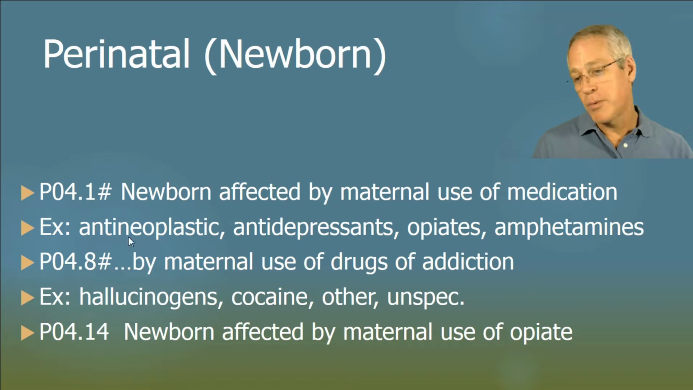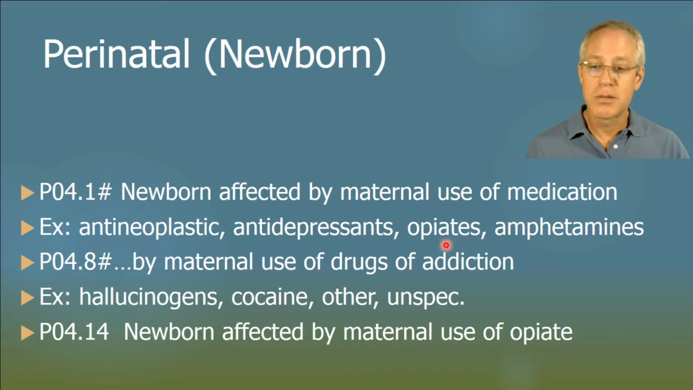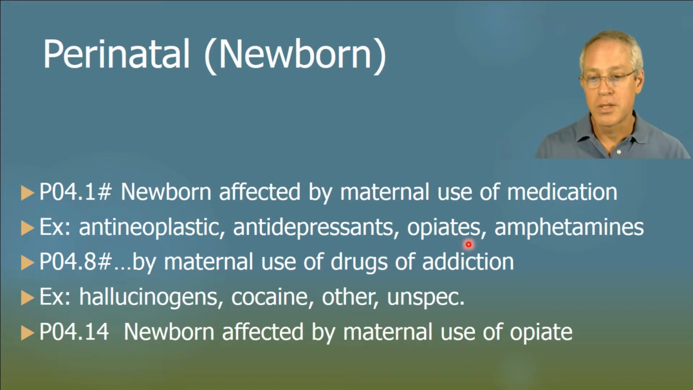So newborn affected by maternal use of antineoplastic. Mom had chemotherapy while pregnant and is somehow documented to have affected the newborn. So there's a specific code for that. Antidepressants, if it affected the fetus or the newborn. Opiates are both prescribed and substances of abuse. So my tentative advice is going to be to presume that these are prescribed opiates to use this family of drugs, or this family of codes. Amphetamines are prescribed, but the preponderance is that it's a drug of abuse or addiction when used in pregnancy.